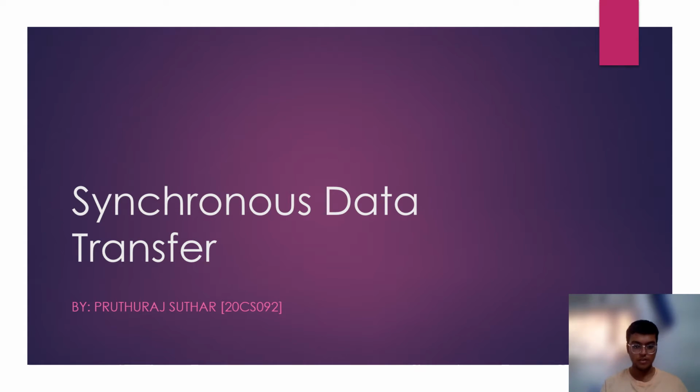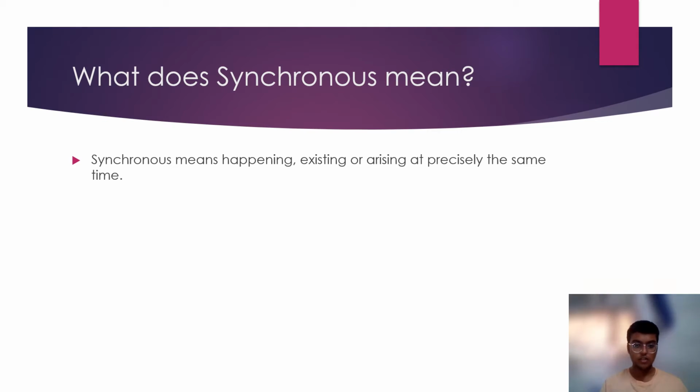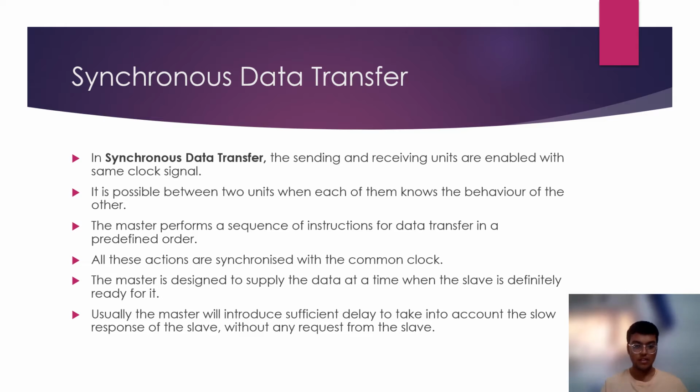Synchronous data transfer. What does synchronous mean? Synchronous means happening, existing, or arising at precisely the same time. In synchronous data transfer, the sending and receiving units are enabled with the same clock signal. It is possible between two units when each of them knows the behavior of the other.